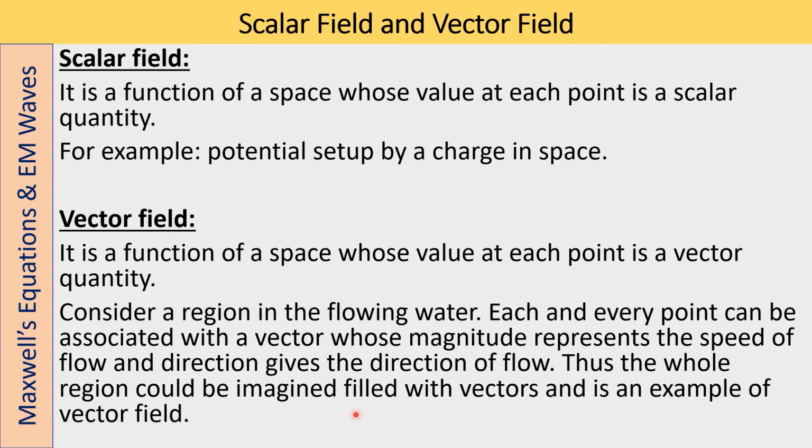Consider a region in flowing water. Each and every point can be associated with a vector whose magnitude represents the speed of the flow and whose direction gives the direction of the flow. Thus, the whole region could be imagined filled with vectors, and this is an example of a vector field.